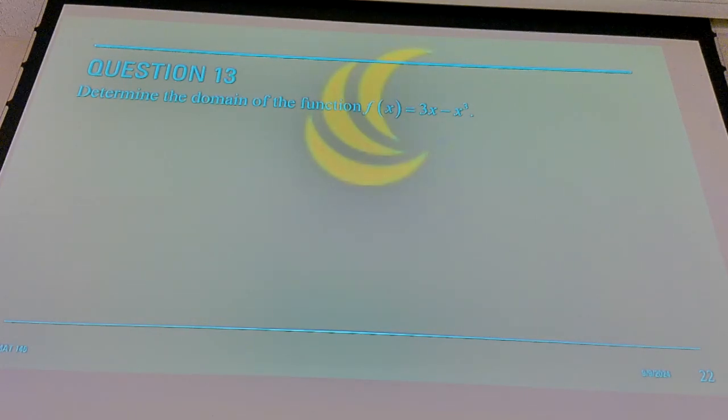There are two restrictions that we have right now: denominators and even radicals. Is there a denominator? No. Is there an even index radical? No. There's no restriction to remove, so your domain is all real numbers. Two ways to write that. First, interval notation. Second is set notation.